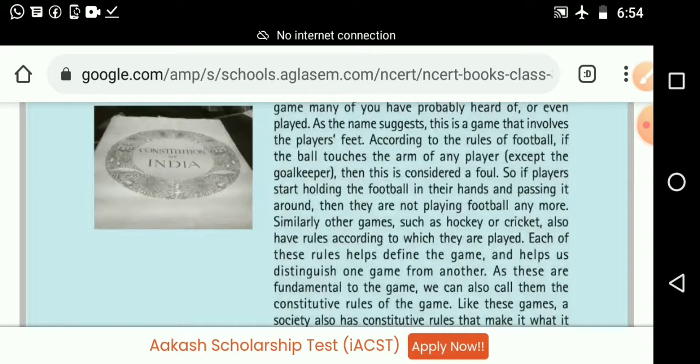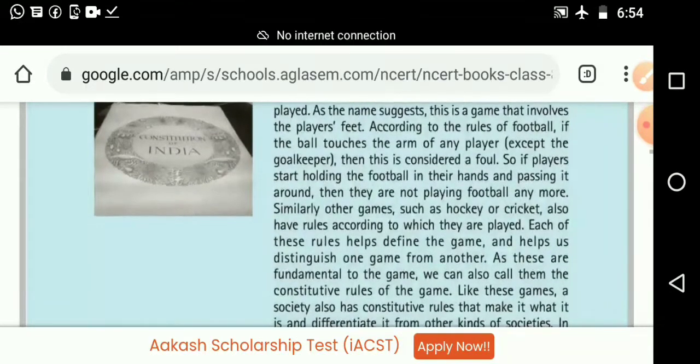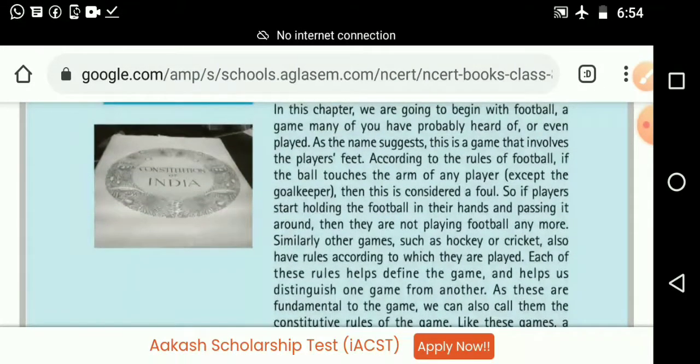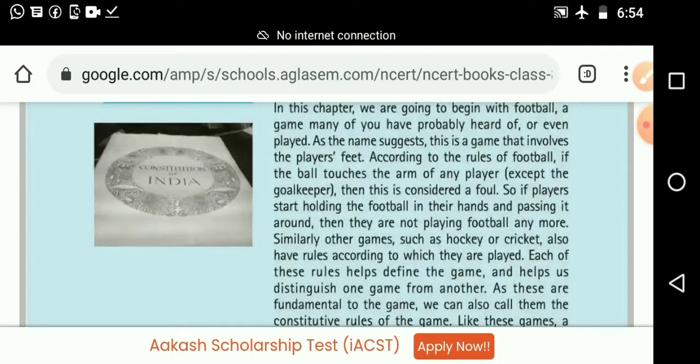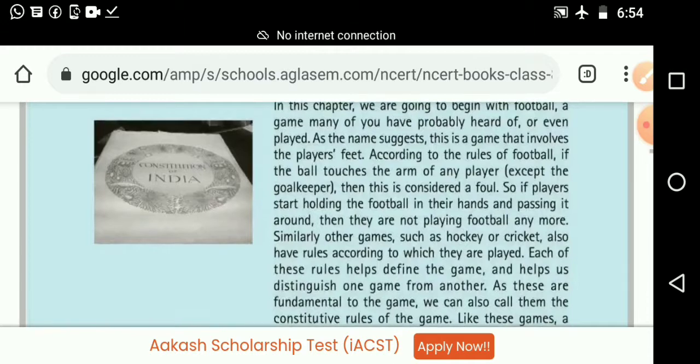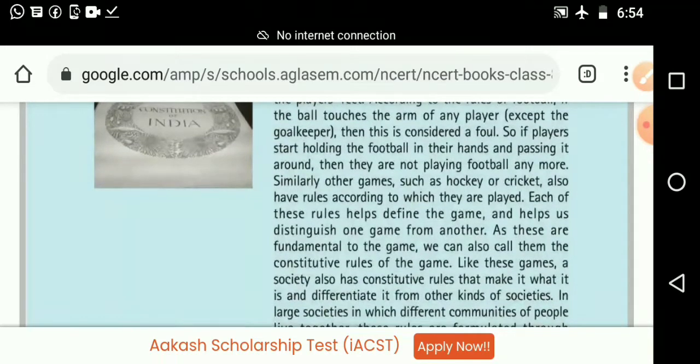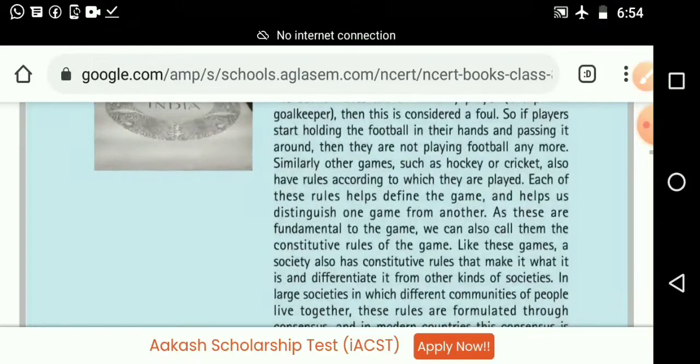Only the goalkeeper can touch the ball with the hand; if any other player touches it with their hand, then it is a foul. So each and every game has its own rules and regulations. In football, nobody should touch the ball with the hand. That is one of the rules. If the players start holding the football in their hands and passing it around, then they are not playing football anymore. Similarly, other games such as hockey or cricket also have rules according to that particular game.